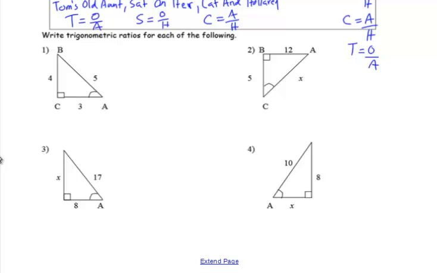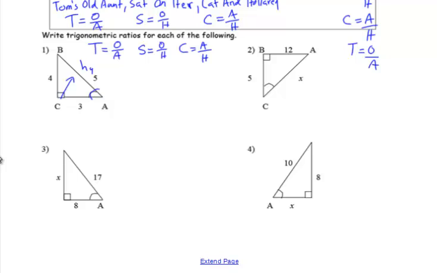Write the trigonometric ratios for each of the following. And when we see trigonometric ratios, we're thinking sine, cosine, and tangent. So the first thing I'm going to do is rewrite what those are. Tom's old aunt sat on her cat and hollered. I want to bring it into the space that I'm working. I notice that this one is referring to angle A. Now, the first thing you want to do is identify your hypotenuse, your opposite, and your adjacent. So let's start with our right angle.